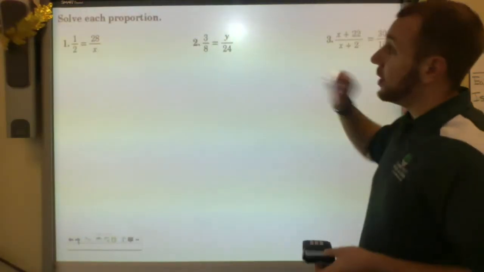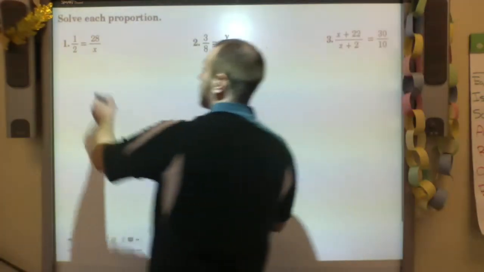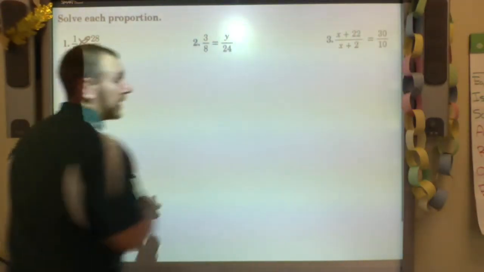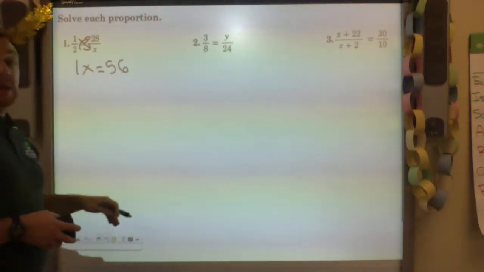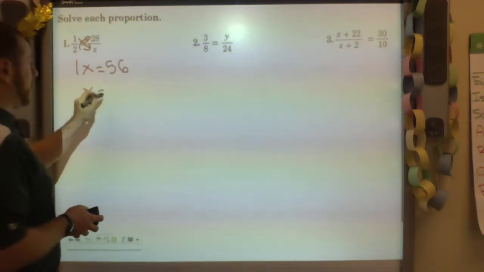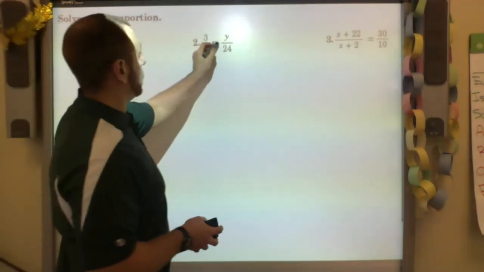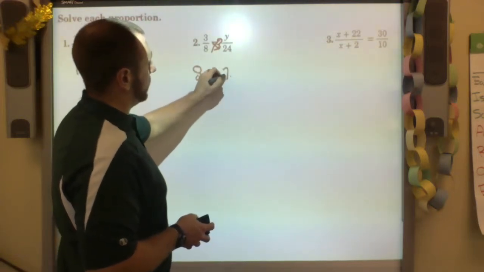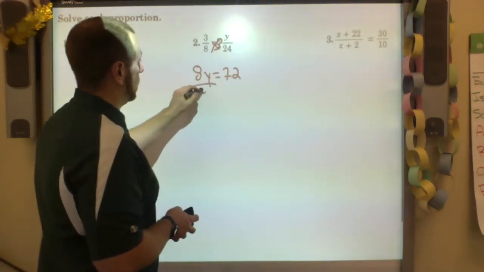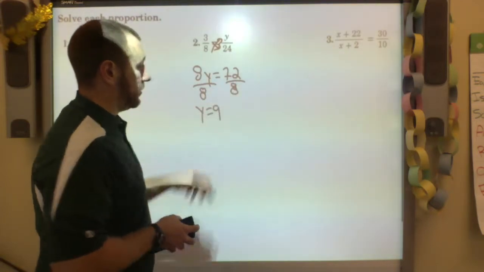The next ones are again solving proportions. Okay, so again cross multiply. In this case, 1x equals 56, and I'm done. 1x really just means 56. Here, I would cross multiply. 8y equals 72. Divide by 8. Y equals 9.